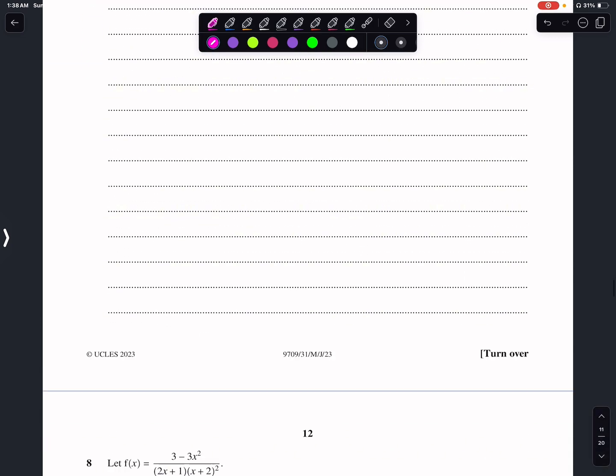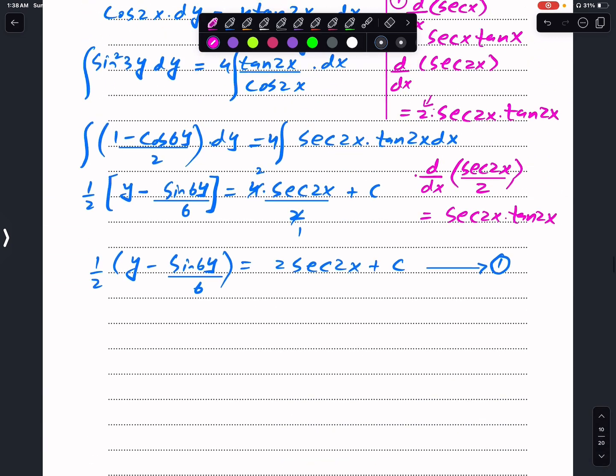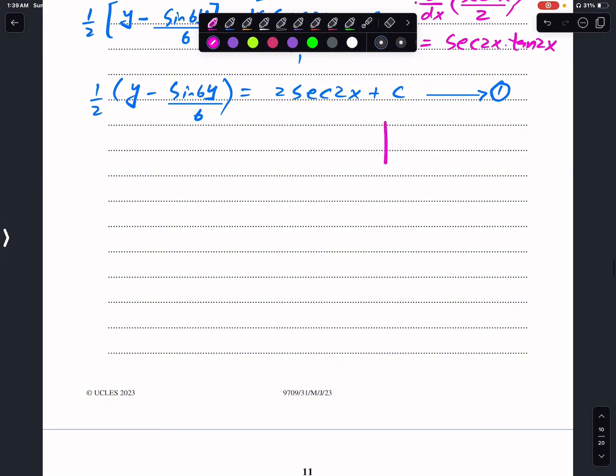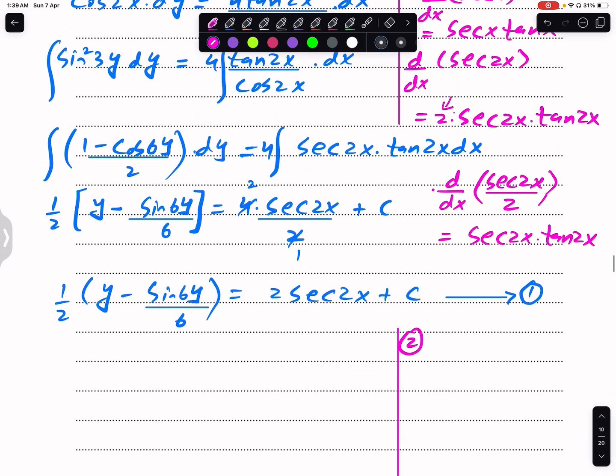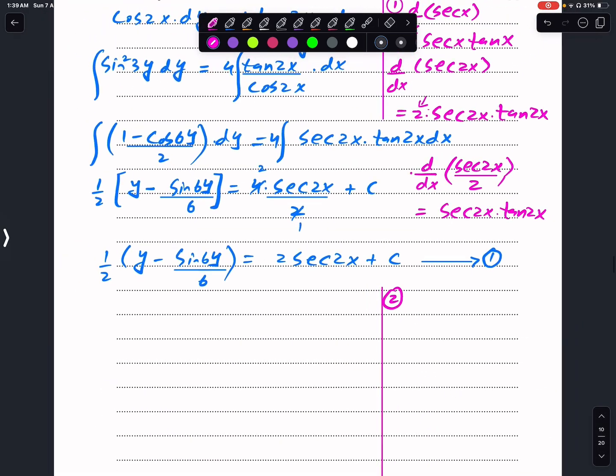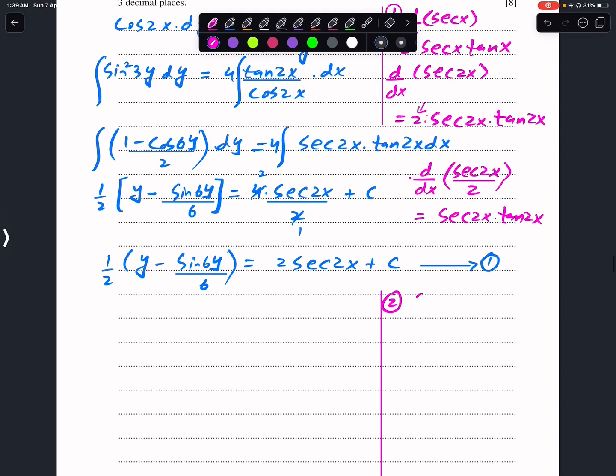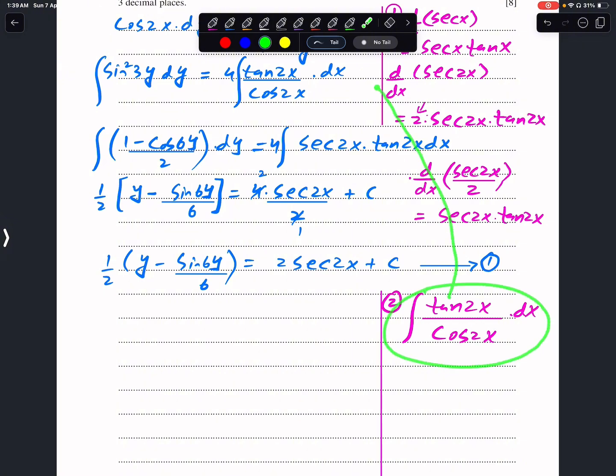Method number 2: how to integrate this using the second method. My target is to integrate this expression. Let me write the original expression. The original expression was tangent 2x divided by cos 2x. That was my original expression from here.